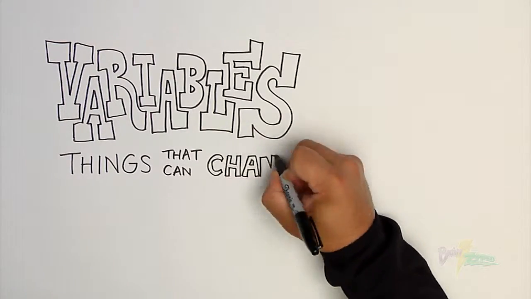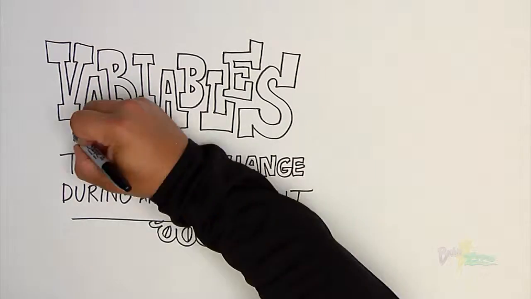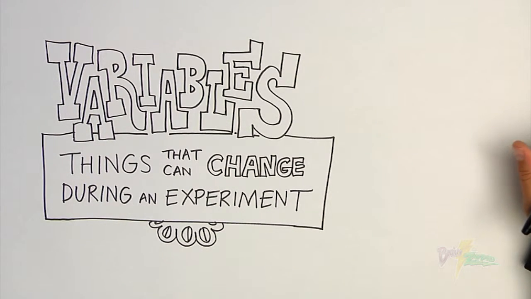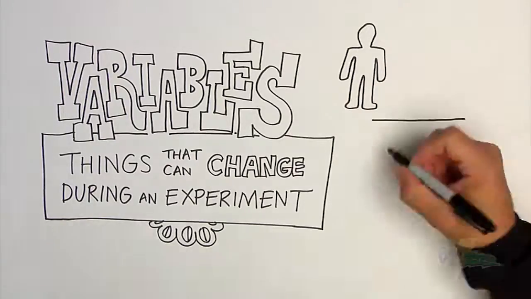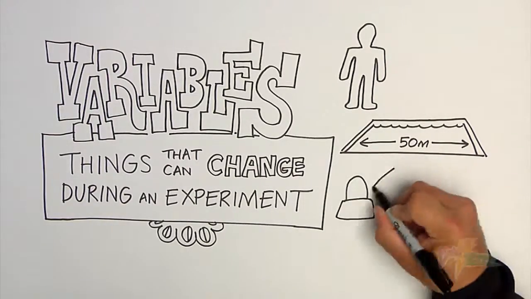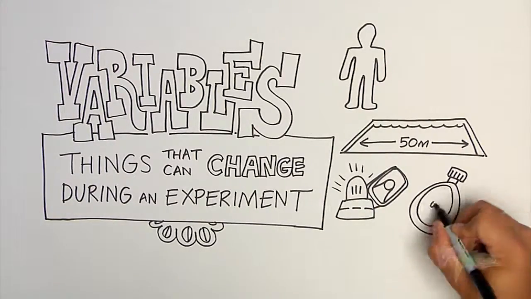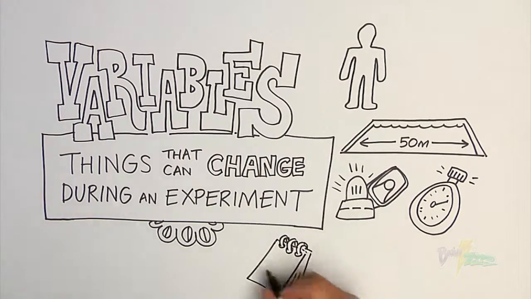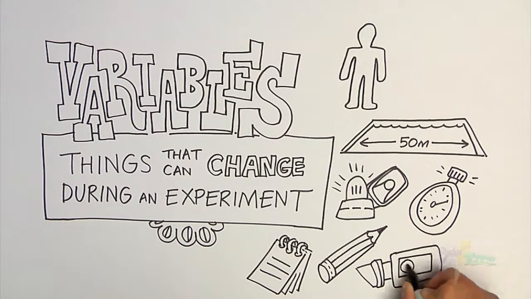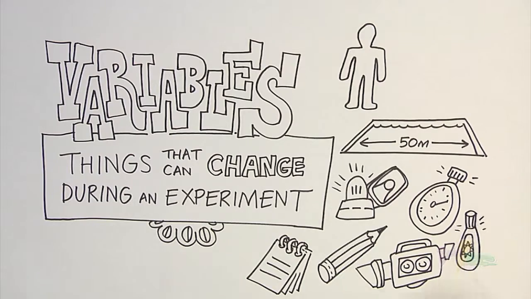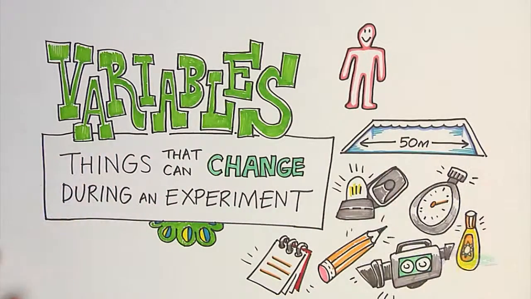At each swim meet, our variables will remain the same so that the data we collect is accurate. Variables are things that can change during an experiment. But in our case, the variables will be controlled. We'll have Emily, of course, a pool that measures 50 meters, a buzzer that signals the start of the race, a timer to time the race, a notepad and pencil to record the times, a video camera to record the race, and plenty of sunscreen to protect us from the sun.